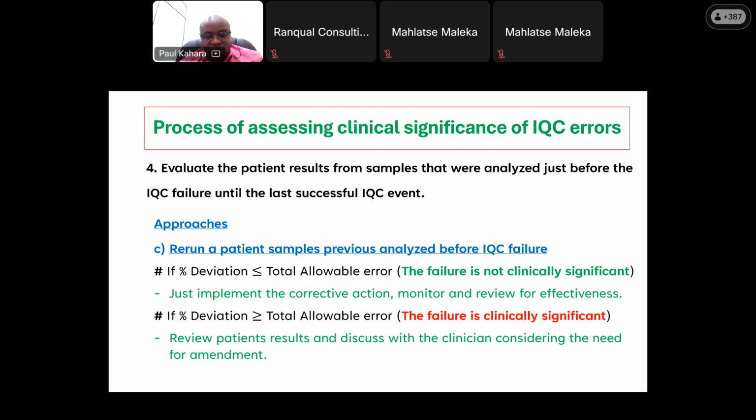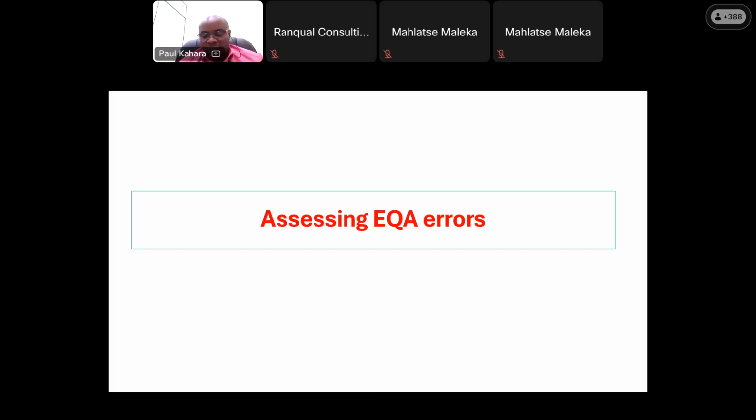So if you released a patient's sample at night and gave their result as 120 for creatinine, but after doing some repetition, now that you have corrected the issue with the IQC, you get 100, you may want to discuss that with a clinician. If you agree, you can go ahead and amend, or you can let the clinician manage the patient in the best way they can. And so that is how you can assess the clinical significance of IQC.